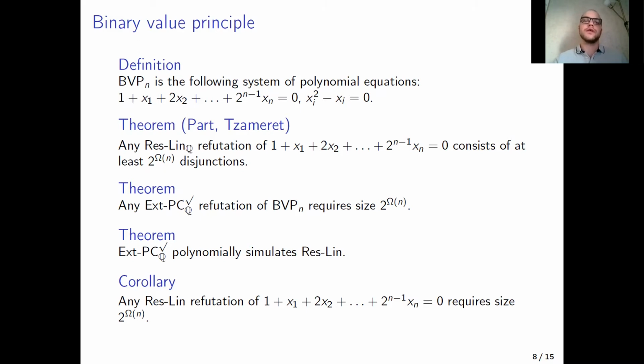I want to mention a few words about the second theorem. In the Boolean setting, when we are working with the translation of a CNF formula, we don't actually need the square root rule, since extended Frege simulates Res-Lin. It's not really hard to show. However, since we are working on an arbitrary system of polynomial equations, we need to prove that our extended PC with square root polynomially simulates Res-Lin. And actually, we will need the square root rule, since we have the duplicate deletion rule in Res-Lin.